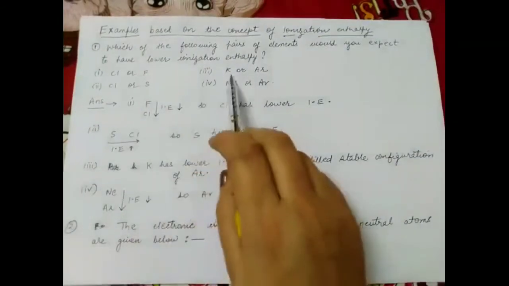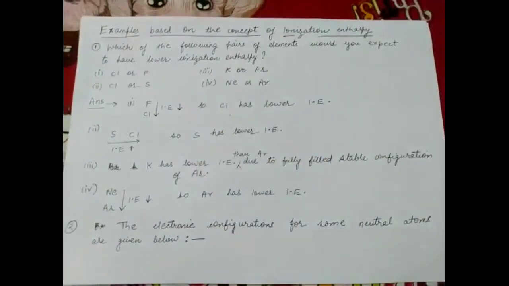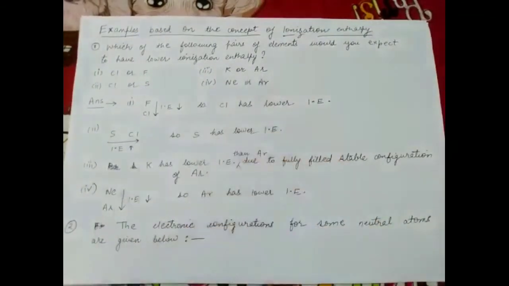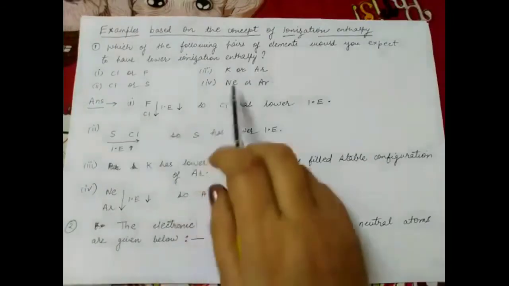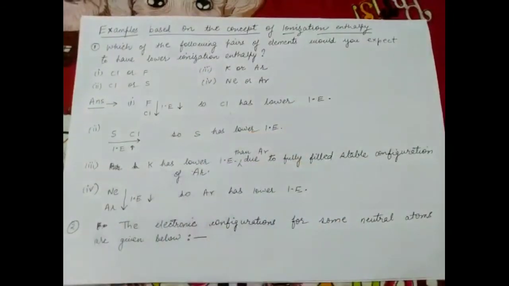The third is potassium or argon. Argon is a noble gas. So what are the noble gases? Group 18 elements: helium, neon, argon, krypton, xenon and radon. These are the members of group number 18. So potassium or argon, which has lower ionization enthalpy? Argon is a noble gas, and noble gases have fully filled, stable configurations. They don't have any tendency to lose electrons, so definitely their ionization enthalpy is highest. So my answer for the third one is potassium.